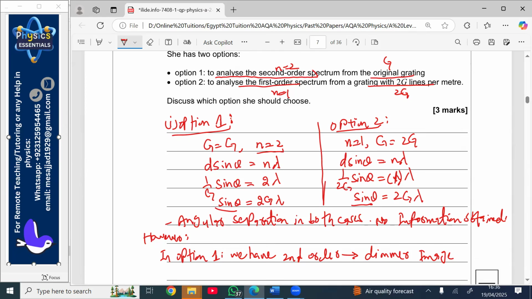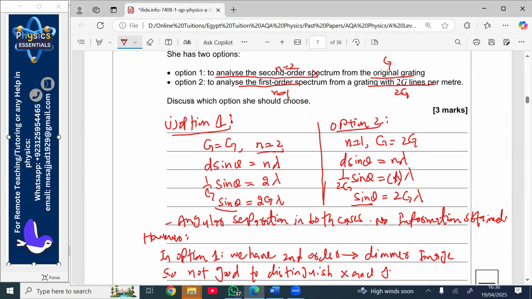So you can say in option 1, we have second order or dimmer image, so not good to distinguish X and Y, because it is already faint or dim. So how will it be able to clearly distinguish X and Y, which are very close to each other?